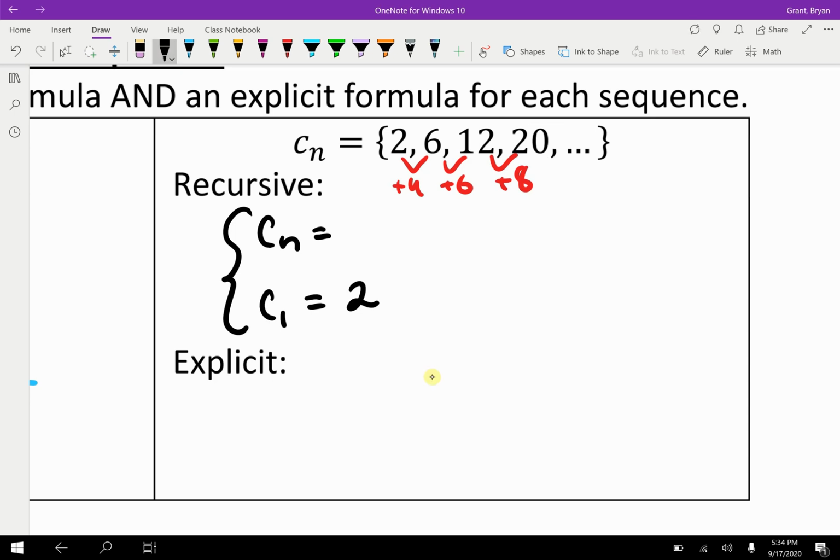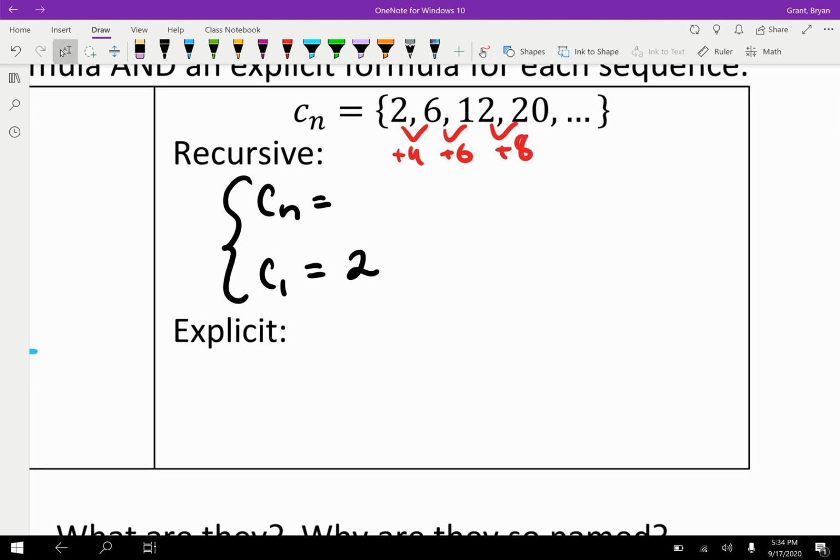How did we get to 12? Well, we went to the previous term and added itself. How did we get to 6? We went to the previous term and added 2 times itself. No, this one's pretty darn tricky. Explicitly, though, it actually comes out a little bit nicer. And maybe once we look at the explicit, we might be able to go back and do that recursive.